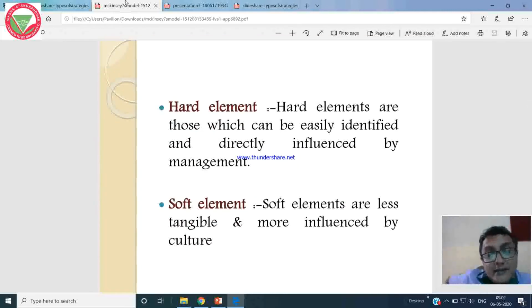Soft elements are less tangible, or as I said, they are intangible in nature, and they are more influenced by culture. Again, I want to give you an example. What do you mean by this culture? Culture means what are the values and beliefs on which your organization stands and operates.